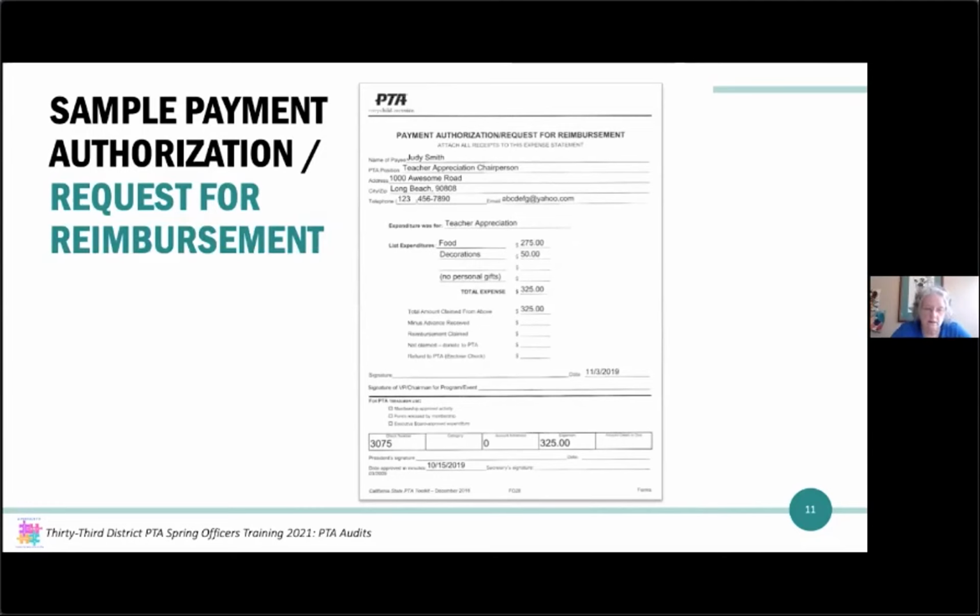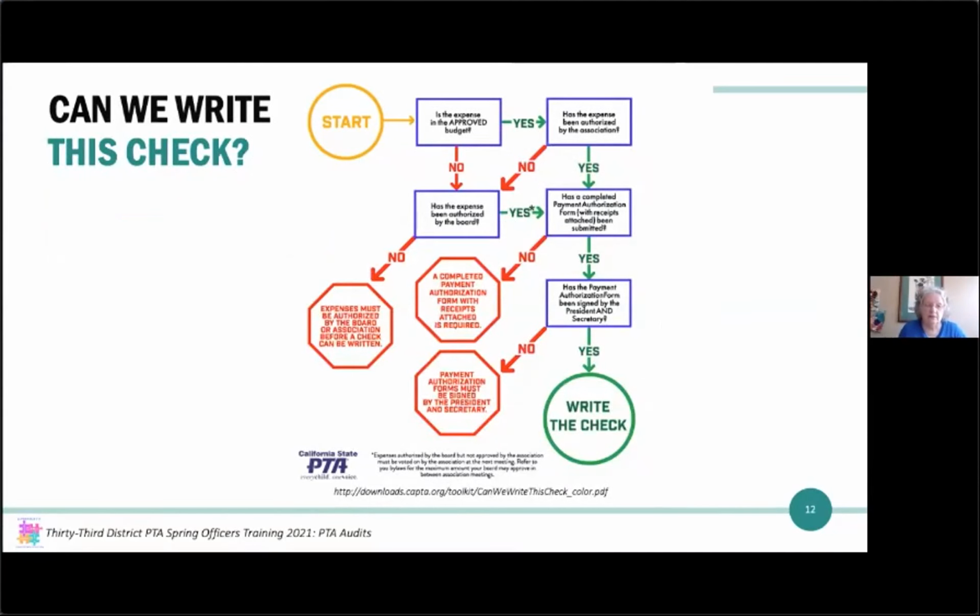And the two required signatures, and we'll go through this again, are the president and the recording secretary. We have lines for the signature of the person submitting it and the chairperson. Those are nice to fill out, but they're not required, so it would not be an audit finding if those are blank. Okay.